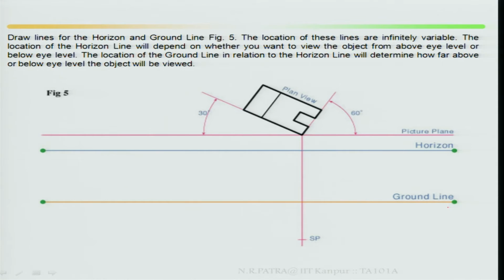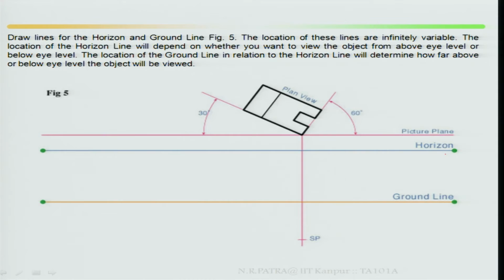The location of these lines are infinitely variable. The location of the horizon line will depend on whether you want to view the object from above the eye level or below the eye level. The location of the ground line in relation to the horizon line will determine how far above or below eye level the object will be viewed. So the ground line depends on your horizon line, how far above or below eye level the object will be viewed.